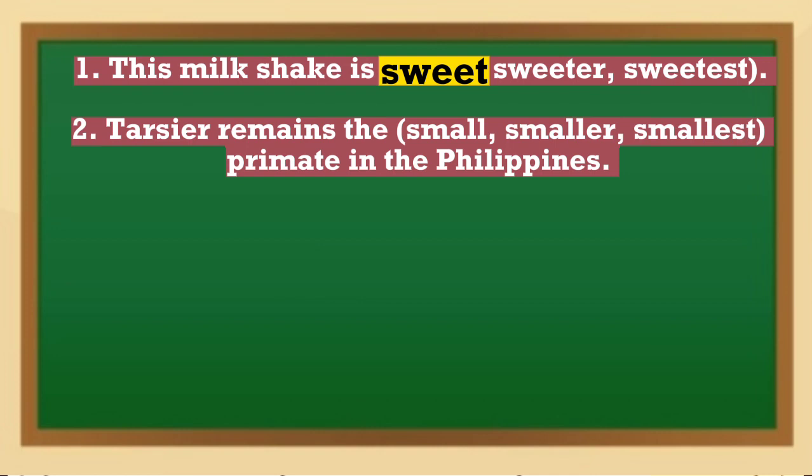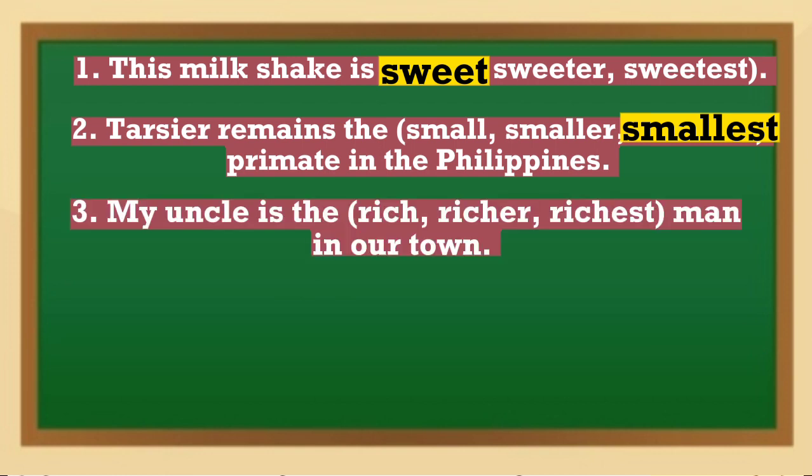Number 2. Tarsier remains the smaller, smallest primate in the Philippines. What is the correct adjective inside the parentheses? Smallest. Correct. Tarsier remains the smallest primate in the Philippines. Number 3. My uncle is the richest man in our town. What is the correct adjective inside the parentheses? Very good, richest. My uncle is the richest man in our town.